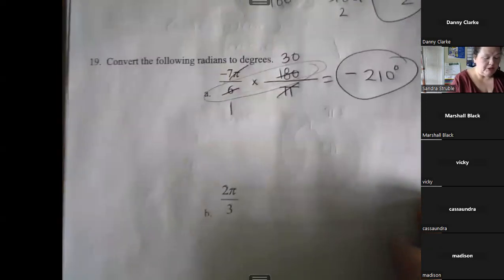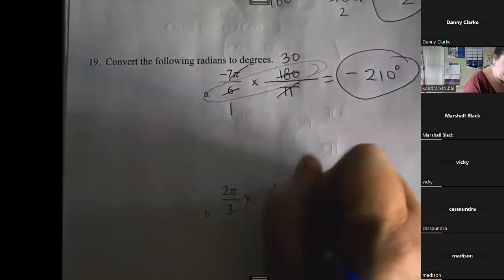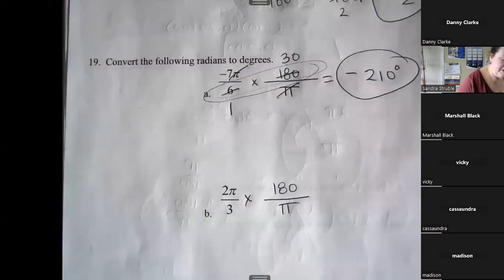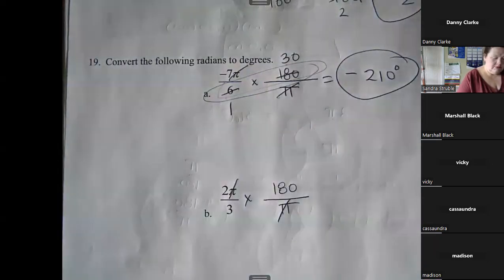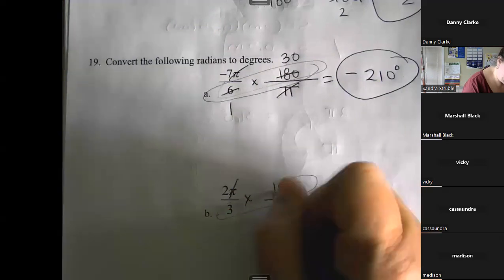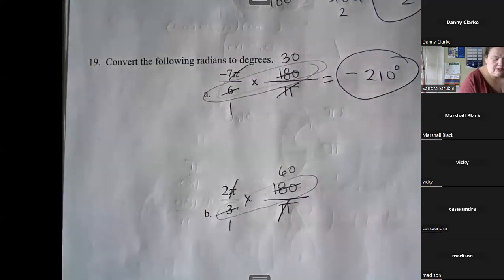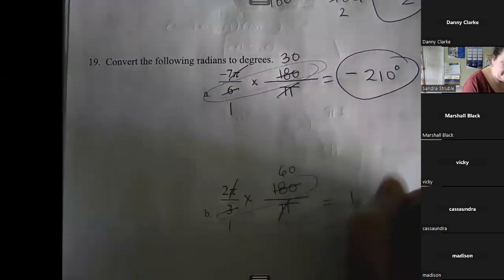The next one, we're going to multiply by the same thing because we're going from radians. I know it's radians because it's in pi. I'm going to multiply it by 180 over pi. Pi is gone. It reduced. All right, 2 and 3 do not reduce. However, the 180 and the 3 will reduce. I know 3 goes into 180 60 times. 3 goes into 3 once. 2 times 60 is 120.